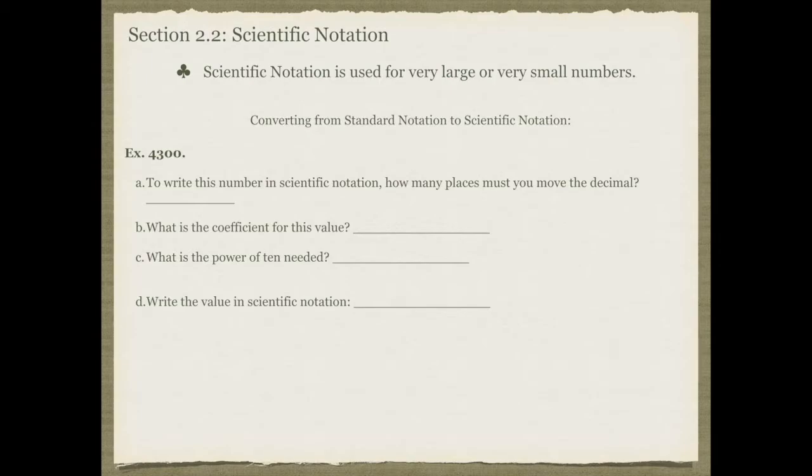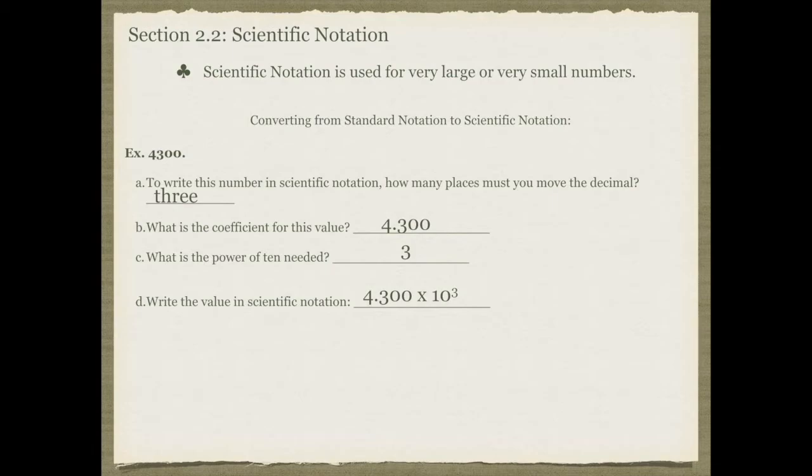Well, I have to move it over 1, 2, 3 times to make it 4.300. So that's 3 places. Now the coefficient will be 4.300. That's a number that's between 1 and 10. It has to be raised to a power of 3. And therefore the value in scientific notation will be 4.300 times 10 to the third.